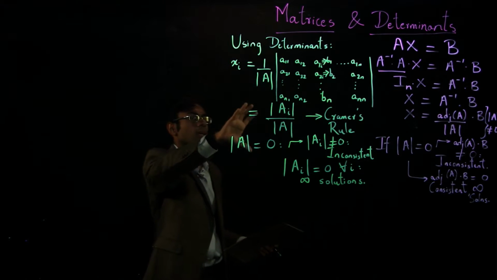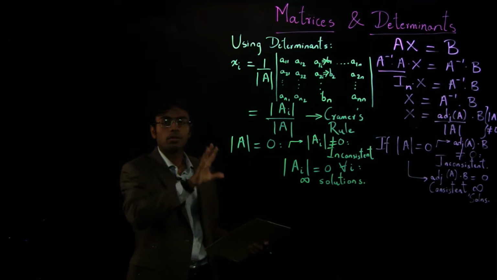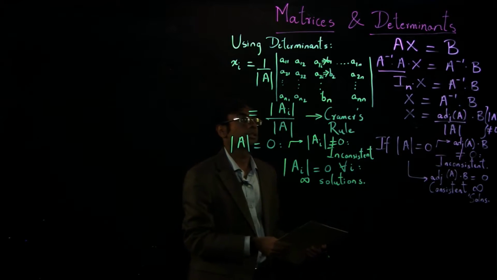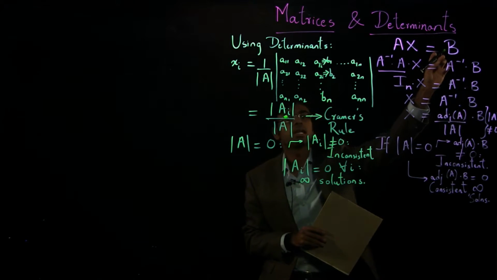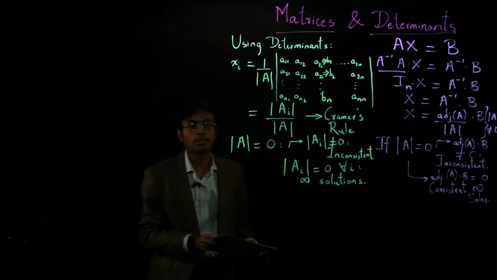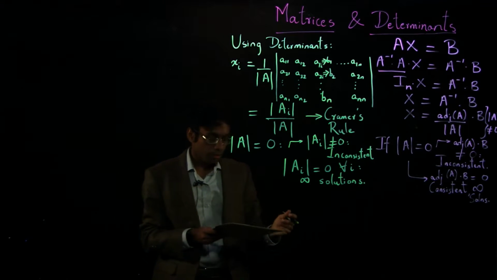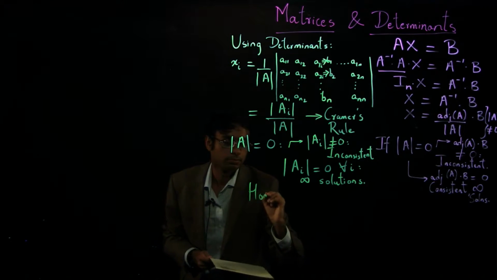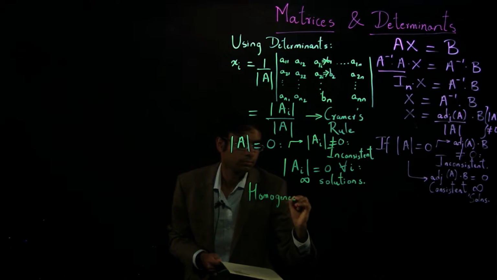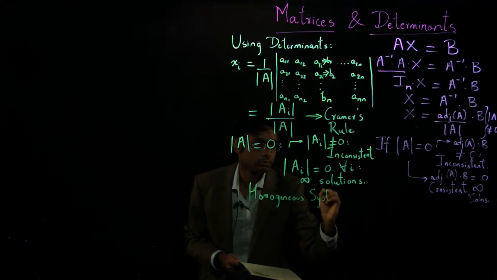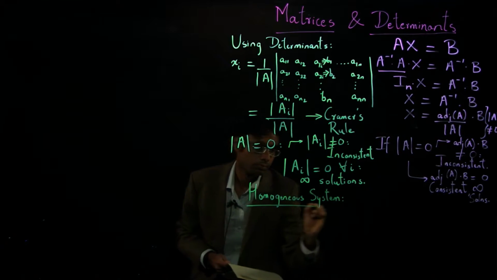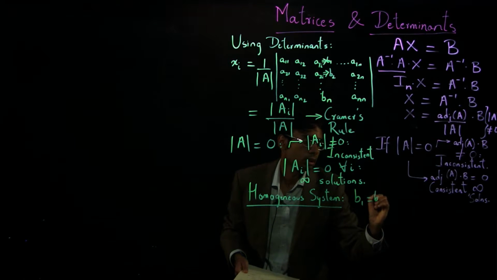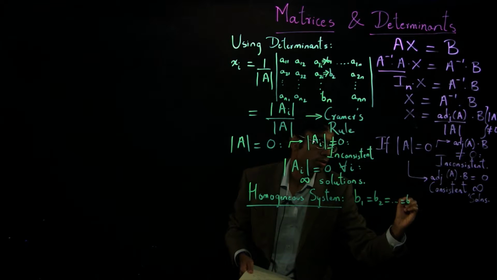So we have looked at two methods to solve a system of simultaneous linear equations in n unknowns for the non-homogeneous case, which means that at least one of the elements of your right hand side, the B matrix, is non-zero. Now the only thing remaining to look at is the homogeneous system, which means that every single element of the right hand side is 0.